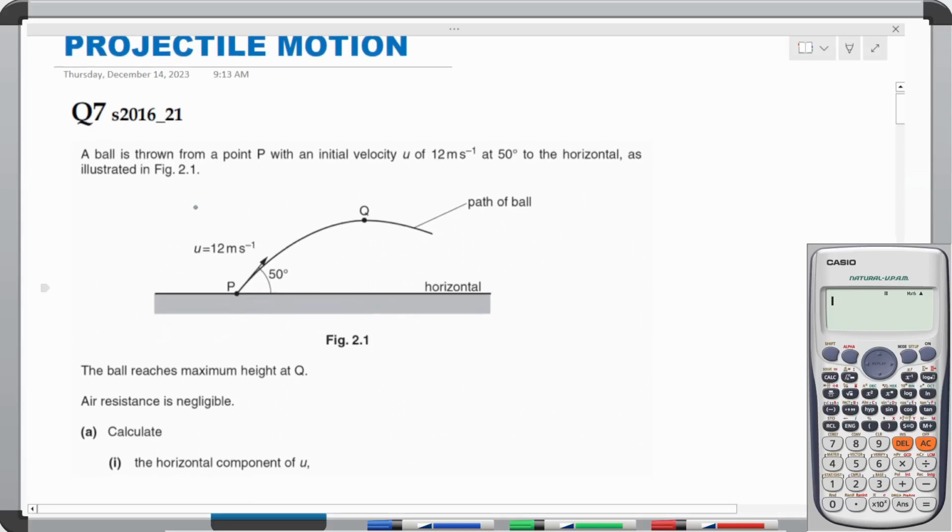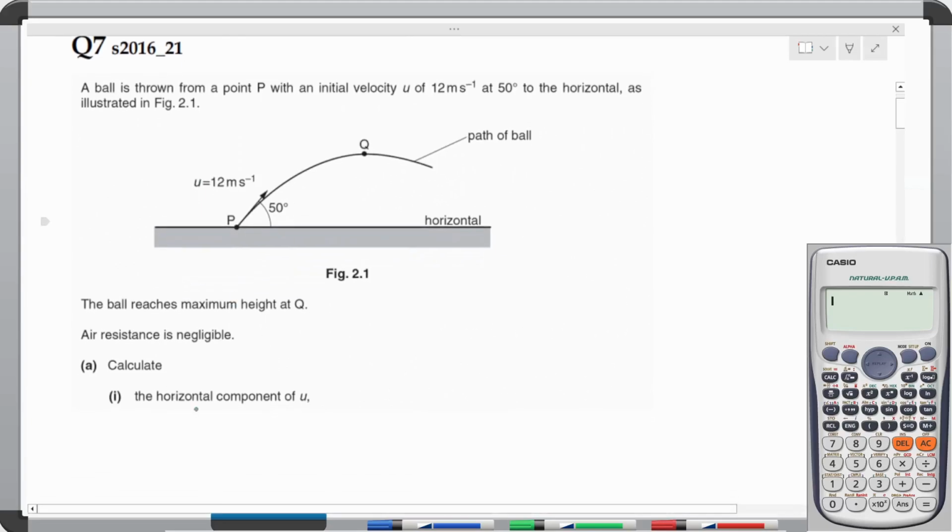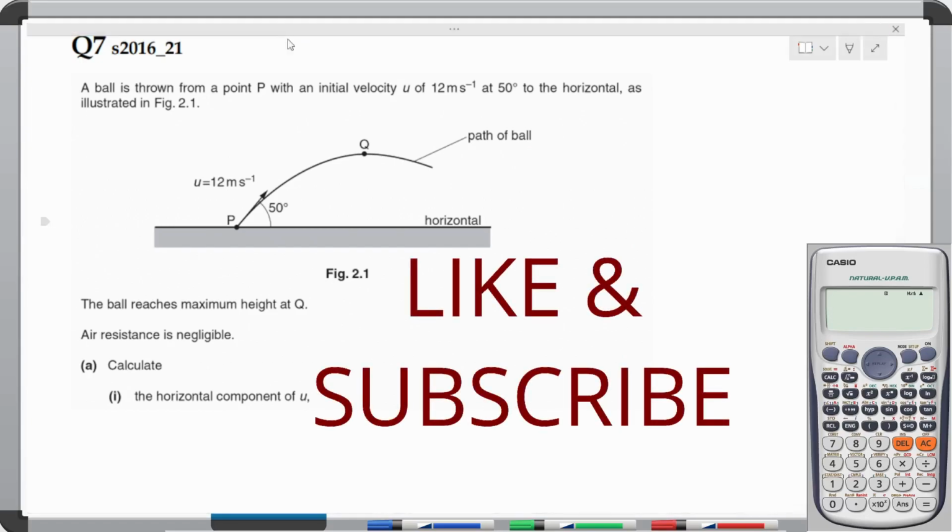A ball is thrown from a point P. I'm not going to read the statement. You can see everything from the diagram as well. The first part is: calculate the horizontal component of the velocity u. That's an easy one. We can easily find the components of the velocity if we are provided with the velocity and the angle.